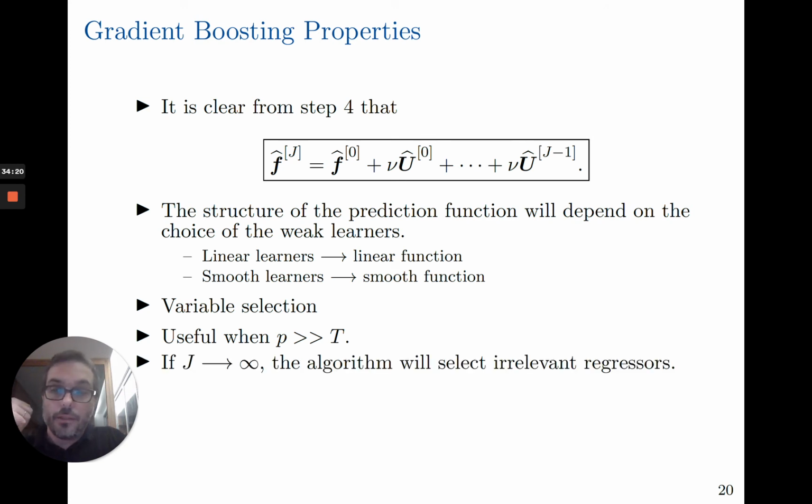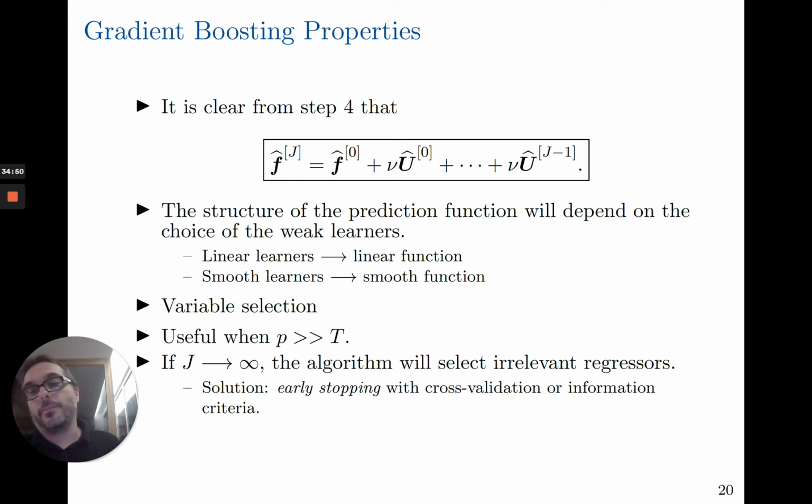One thing that's important is that if j goes to infinity, the algorithm will select all variables. So we have to put a control on that. And that's the second question for our live session. Why, as j goes to infinity, will the algorithm select irrelevant regressors? That's for you to think about. Solution for that, we have to consider some early stopping or cross-validation or some information criteria. For linear models, we can derive information criteria for boosting.